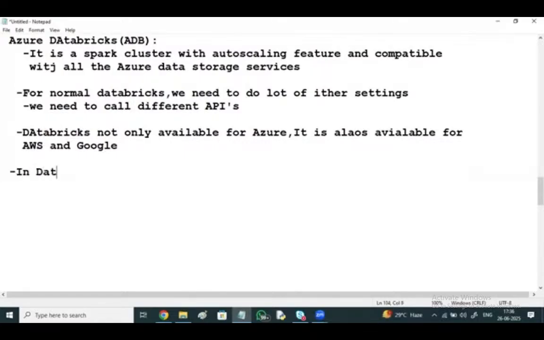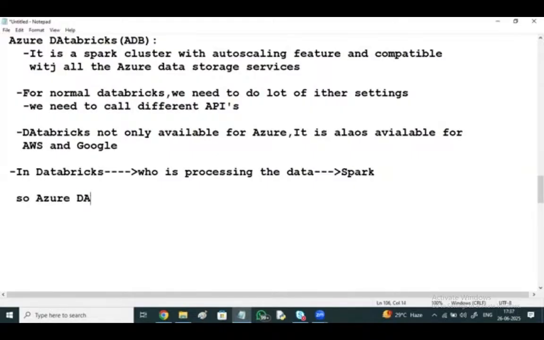In Databricks, who is processing the data? Spark. So I'm saying Azure Databricks is a Spark-based data analytics platform.